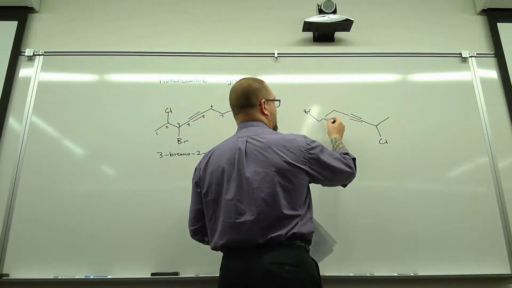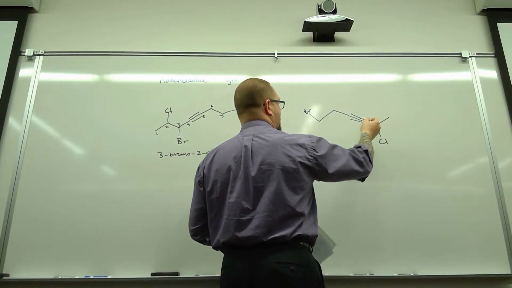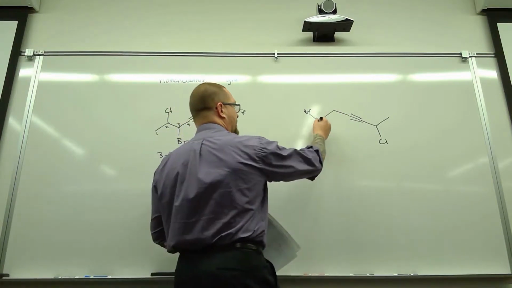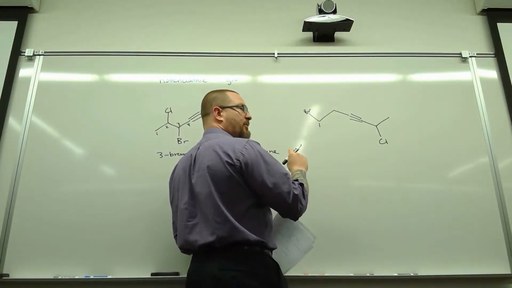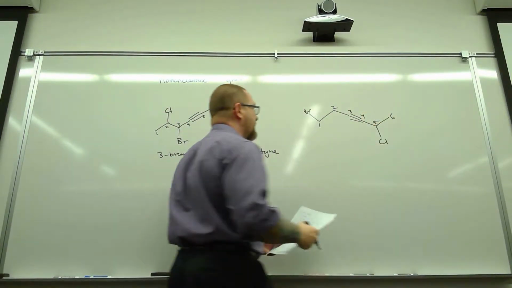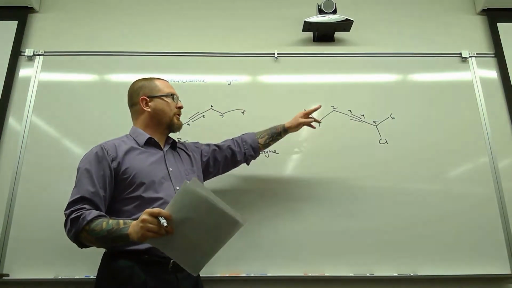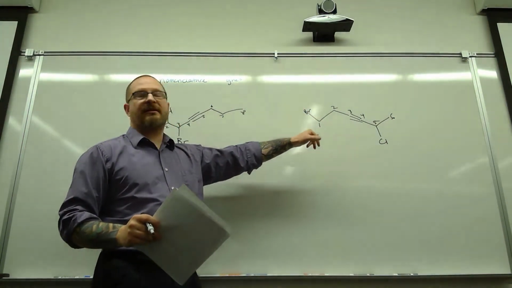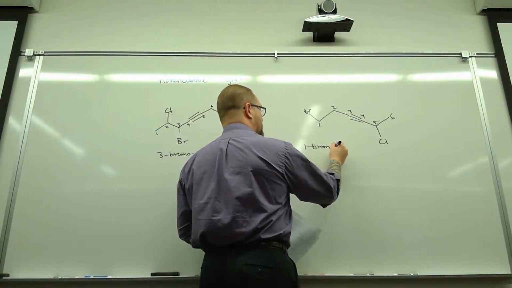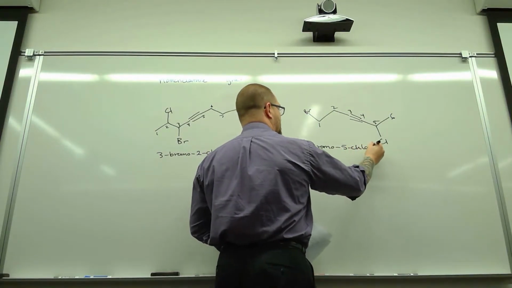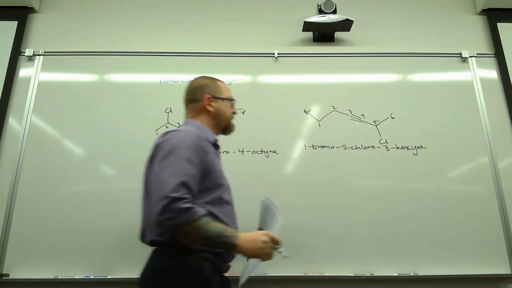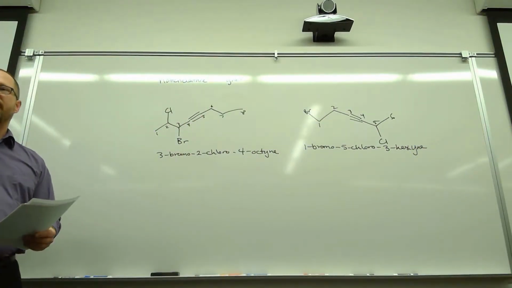Distance from terminal carbon: 1, 2, 3, 1, 2, 3. So they're the same distance again, which means we have to go with this being our 1 carbon because it's the lowest numbered carbon with the substituent. 2, 3, 4, 5, 6. So we've got a 1-bromo, 5-chloro, 3-hexyne. So nothing too crazy.